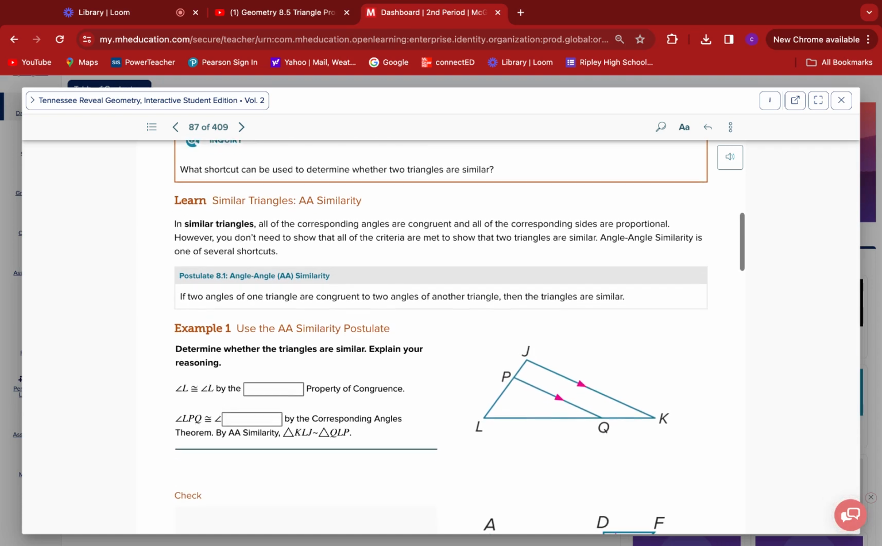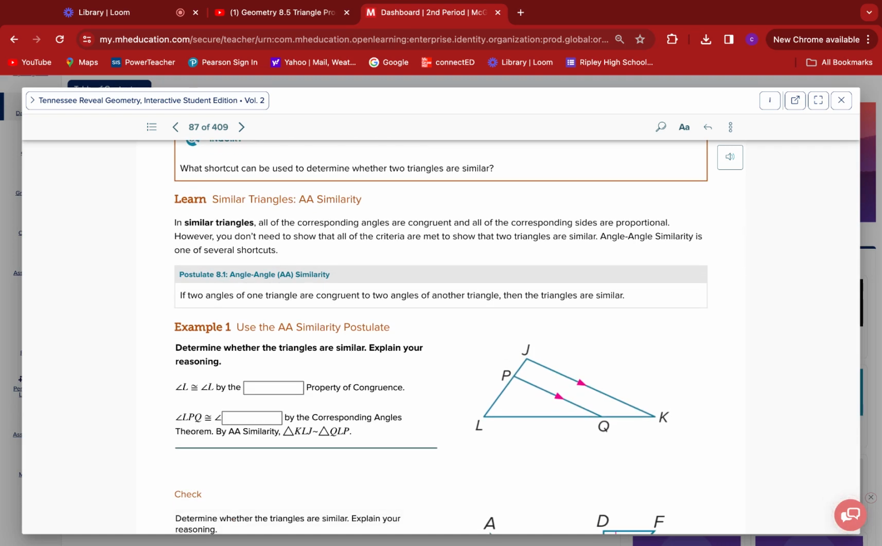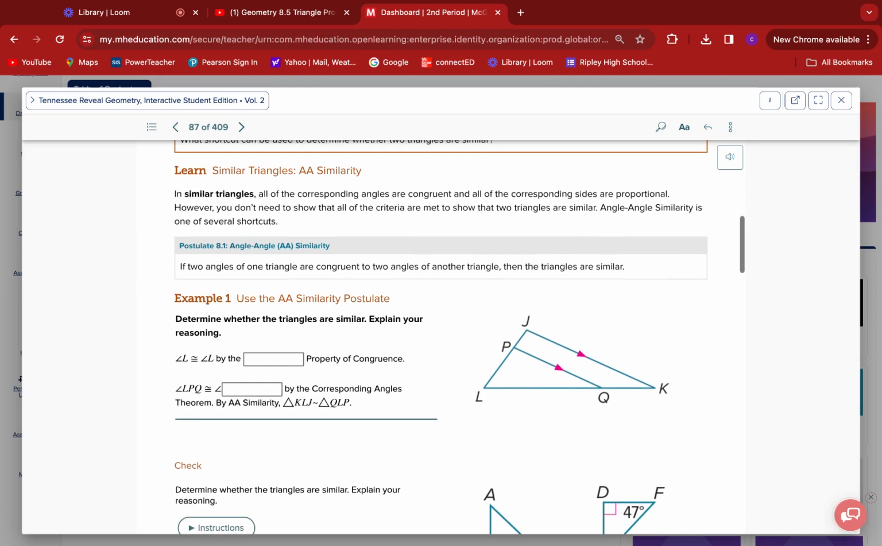Okay, example number one. It says determine whether the triangles are similar. Explain your reasoning. Angle L is congruent to angle L. Angle L is congruent to itself. So what's it called when something's equal to itself? Is that reflexive? I think it's reflexive.